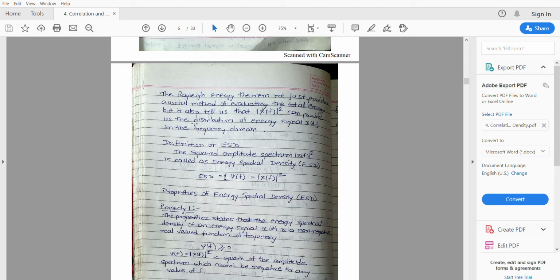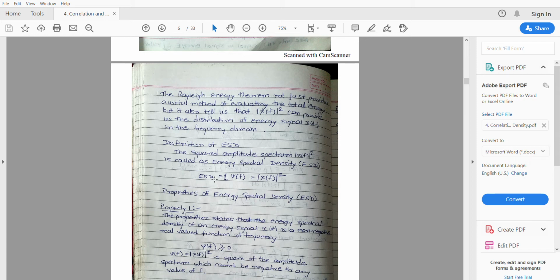So the distribution of the energy we can find with the help of |X(f)|^2. From this we can define the energy spectral density. The squared amplitude spectrum |X(f)|^2 is called the energy spectral density, that is ESD. The notation for the ESD is psi of f equal to |X(f)|^2. This is called the energy spectral density, which is the distribution of the energy of the signal in the frequency domain.